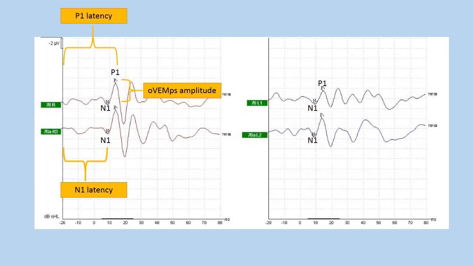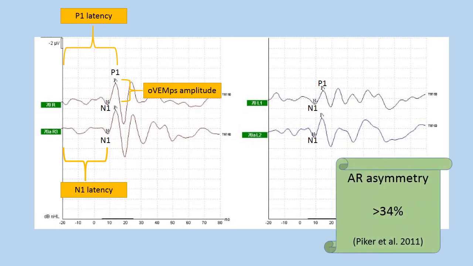Amplitude ratio is also useful in the interpretation of OVEMs, with an amplitude ratio greater than 34% considered abnormal. Again, as I mentioned earlier, it is best recommended that each laboratory establish their own normal values before interpreting abnormal OVEMs results.